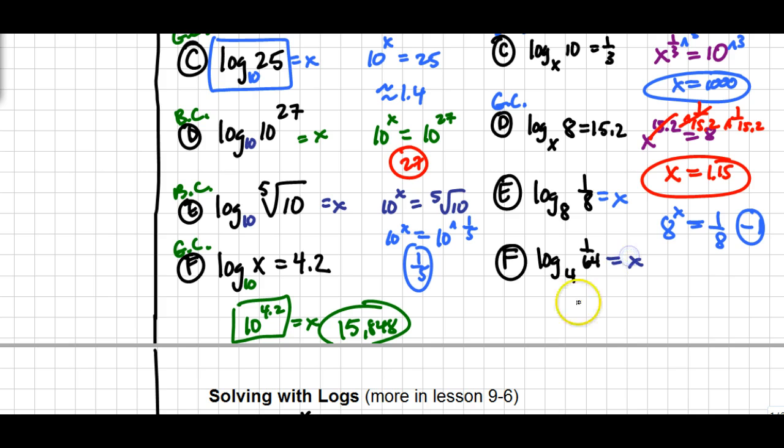If I set it equal to something and say 4 to the x equals 1/64th, I got to figure out 4 to the what is 64, and then I got to remember to make it negative. So let's see here, 4 to the -3 is the 1/64.